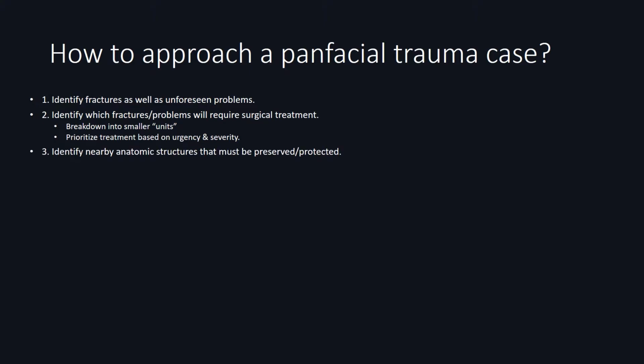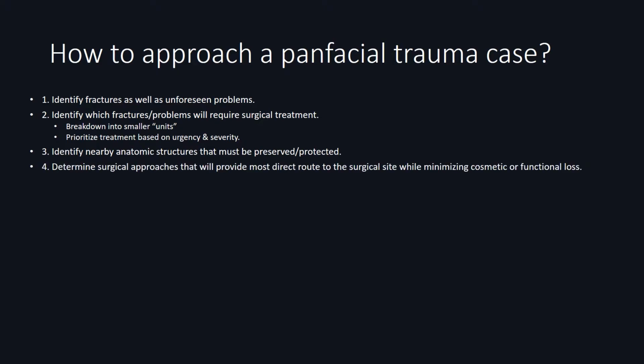Next, when you decide to perform surgery for a particular problem, you want to think about the relevant anatomy located in that location. This will help you minimize complications by recognizing what structures you should preserve and protect in the process. Next is to figure out what surgical approach you're going to use.